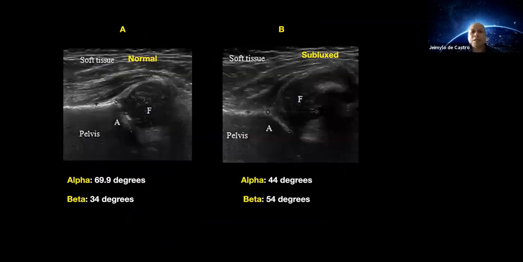Now, this is just an example of a normal. As you can see here, even if you don't measure it, you know that the femoral head is displaced, okay? The alpha angle in this case is less than 60 degrees, which is 44 degrees. The beta angle is 54. So it's really putting the femoral head out. So we would call this a subluxed femoral head.